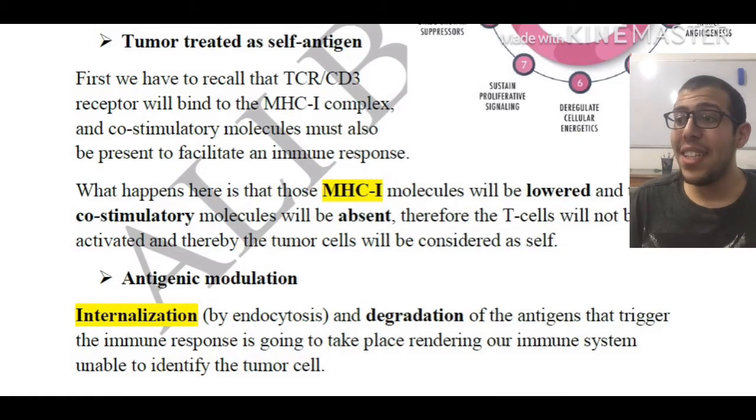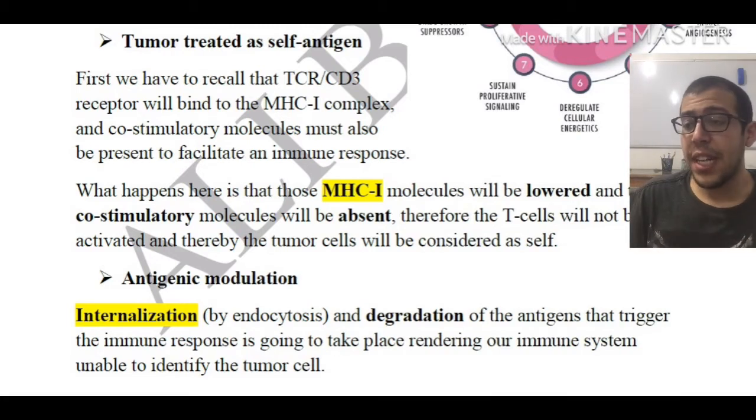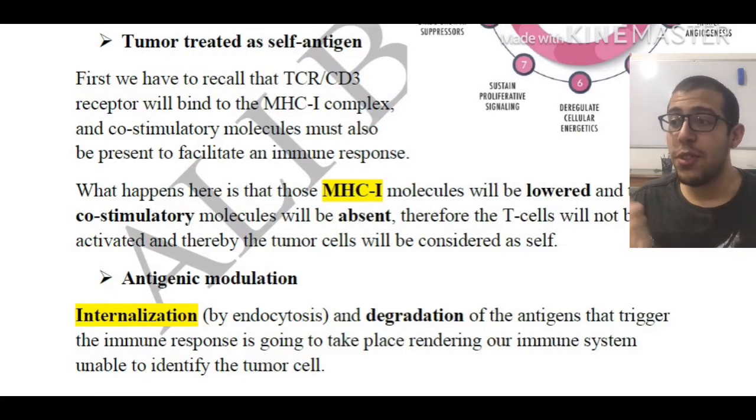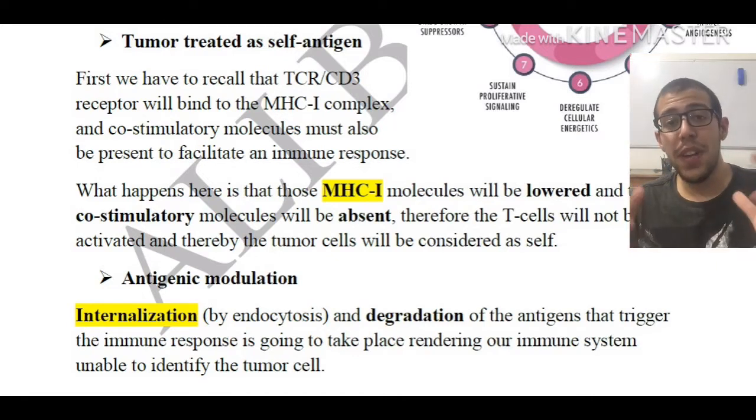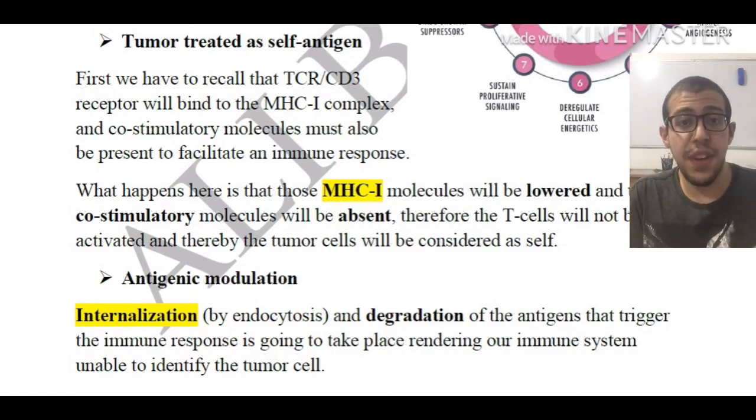Next, we've got antigenic modulation. Internalization and degradation of the antigens that trigger the immune response take place, rendering our immune system unable to identify the tumor cell. This is actually very interesting. Basically, certain molecules are present on the surface of the cells that our immune system detects, and therefore classifies the cell as irregular. What's very interesting here is that these antigens present on the tumor cells are going to be internalized.